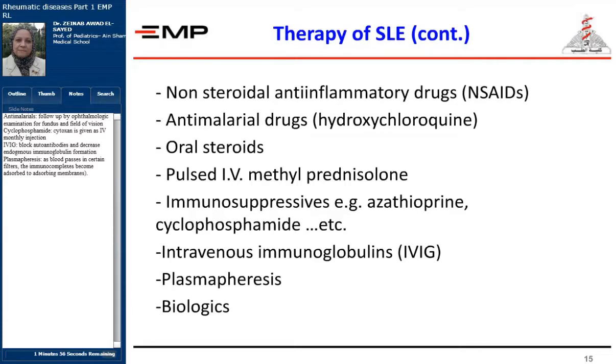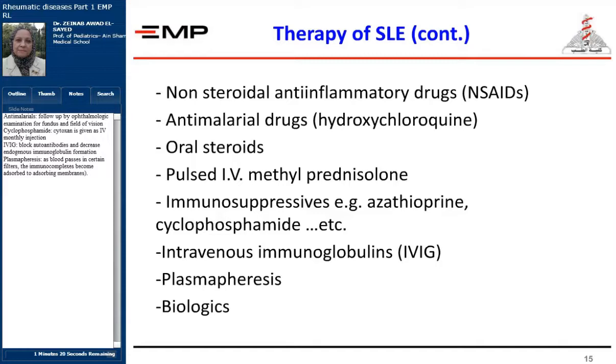If the patient has mild disease, you may start by giving half to 1 milligram per kg. If the disease is more severe, you can give the full dose, which is 2 milligram per kg per day. Severe cases also need intravenous methylprednisolone. You may add immunosuppressive drugs like azathioprine or cyclophosphamide. Intravenous immunoglobulins are given in some cases, and these act in two ways. They block the already present autoantibodies, and they inhibit the production of more immunoglobulins.